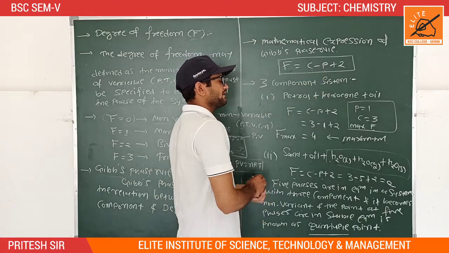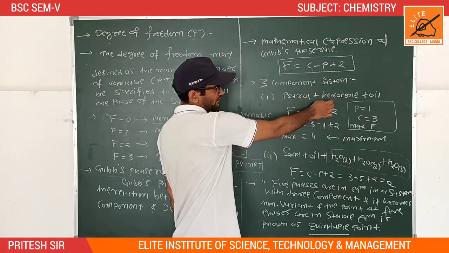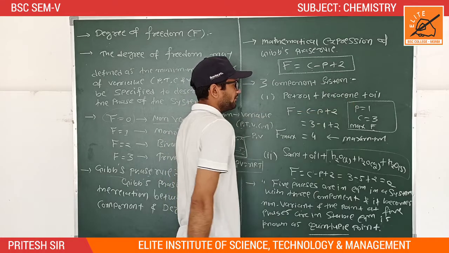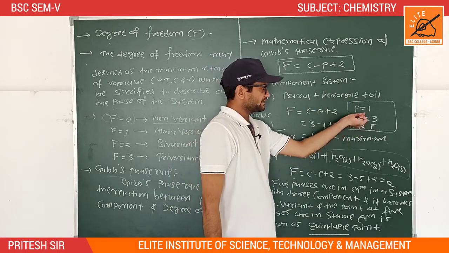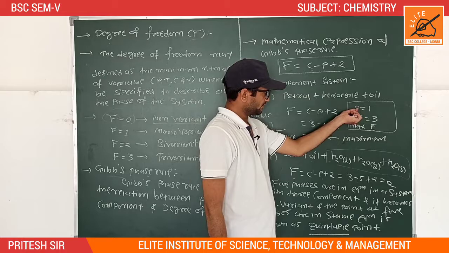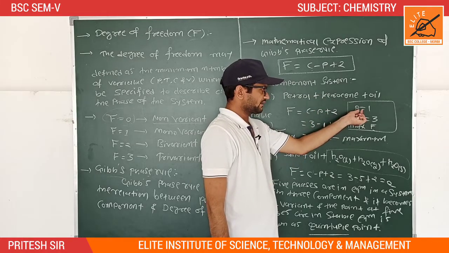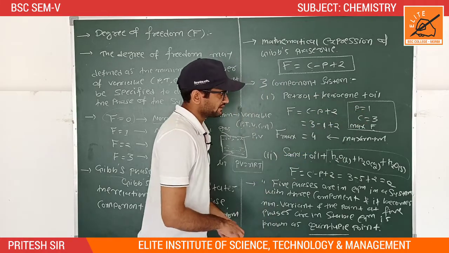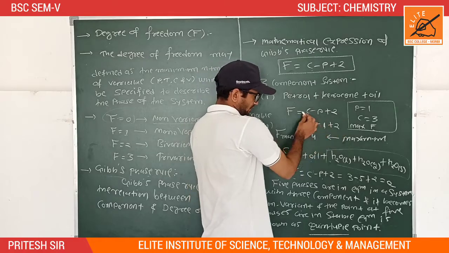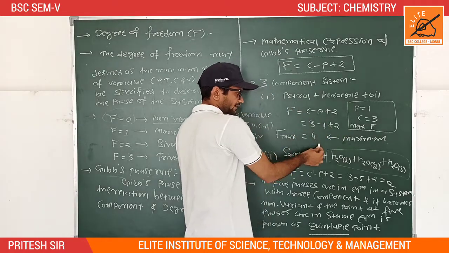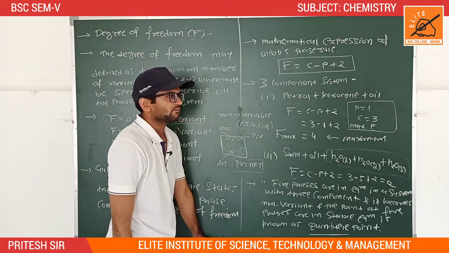Here, for a 3 component system like petrol plus kerosene plus oil, components are 3, and phases is equal to 1, because these 3 form a homogeneous mixture. Okay, so phases is equal to 1, and for the degree of freedom we get F is equal to 4.